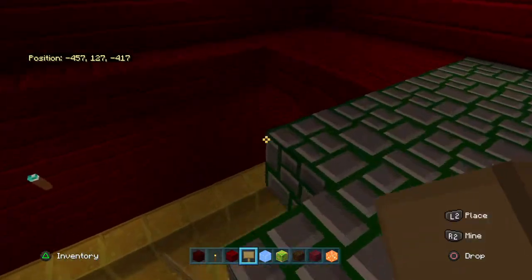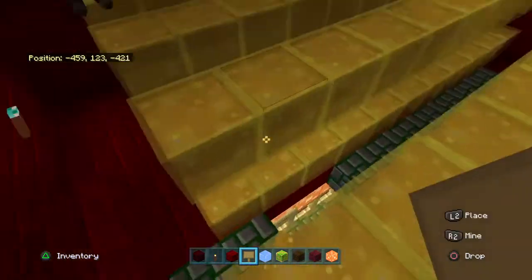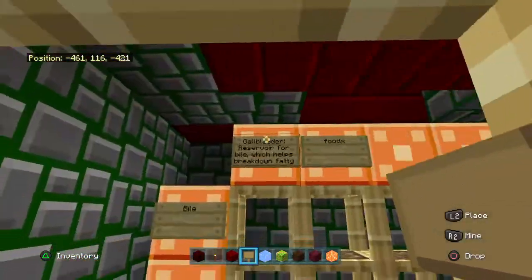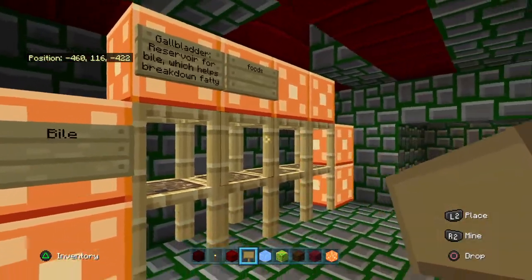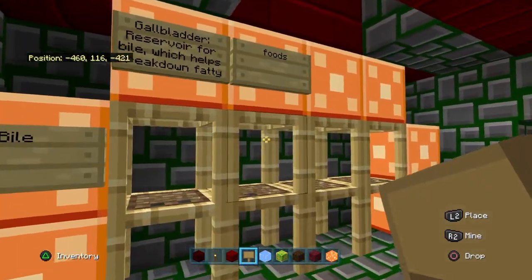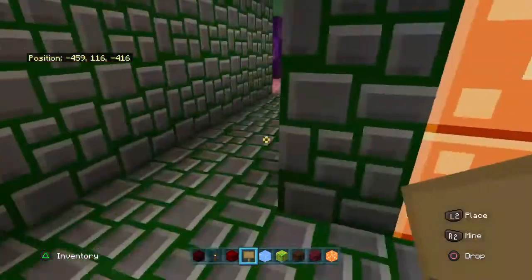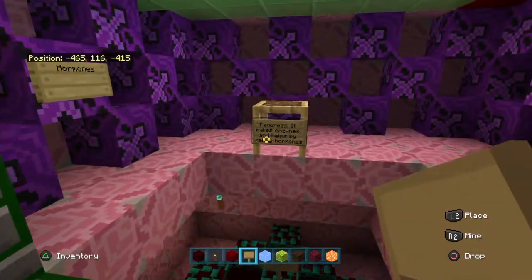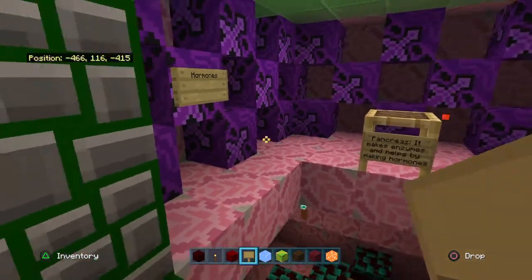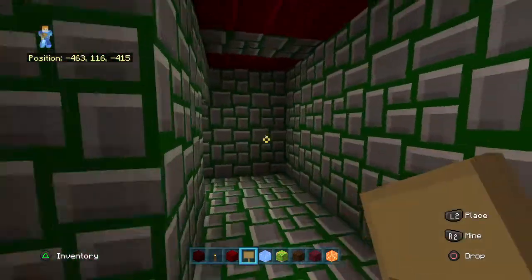And here's a section of the gallbladder, and this is just minerals. Going into the gallbladder right here, the gallbladder is a reservoir for bile, which helps break down fatty acids and fatty foods, and it also contains this bile right here. And going into this section, we have the pancreas, which makes enzymes and helps in making hormones. And as you can see here, we have the hormones and the enzymes.